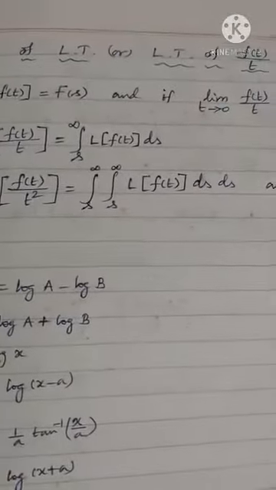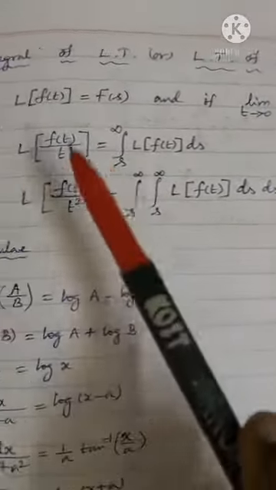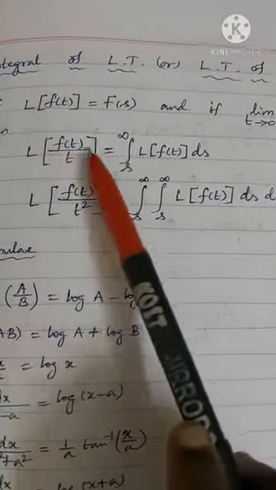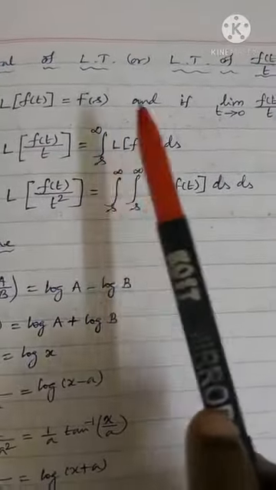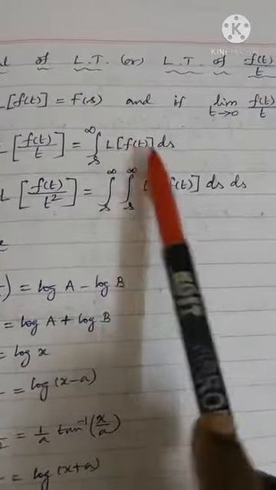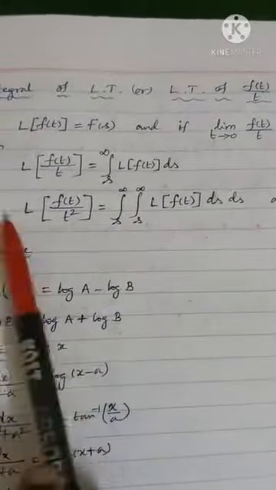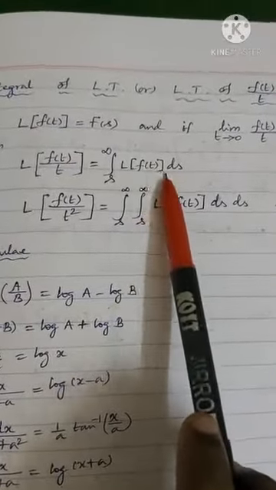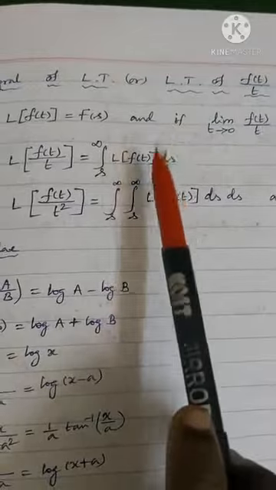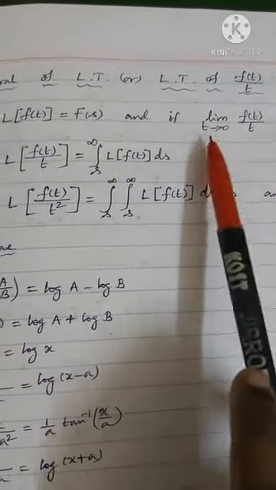Right, L of f of t by t model. L of f of t by t. L of t into f of t. Now L of f of t by t, integration of Laplace transform. We have Laplace transform of integral also, right? So L of f of t by t. We have not seen any problems of this type, right? Here you can use this formula only when the limit of the function exists.